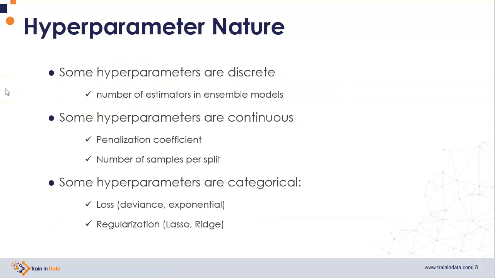Another thing that we have not discussed is that the nature of the hyperparameters matters. Some hyperparameters are discrete, for example the number of estimators in ensemble methods, and some hyperparameters are continuous, for example the penalization coefficient or the percentage of samples per split in a decision tree. And then there are some other parameters that are categorical, for example the loss function or the regularization function, for example lasso or ridge. And this affects how we select hyperparameters because the hyperparameter space for continuous variables is bigger than those for discrete or even binary hyperparameters.